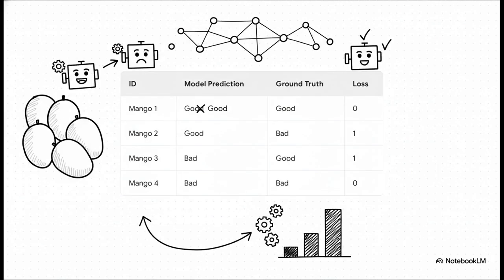Let's walk through this. Look at Mango 1. The model predicted good, and the actual truth was good, perfect, so the loss is 0. But then look at Mango 2. The model said good, but oops, it was actually bad. That's a mistake, so we give it a penalty score of 1. Same thing happens with Mango 3. And then Mango 4, another correct guess, so the loss is back to 0.